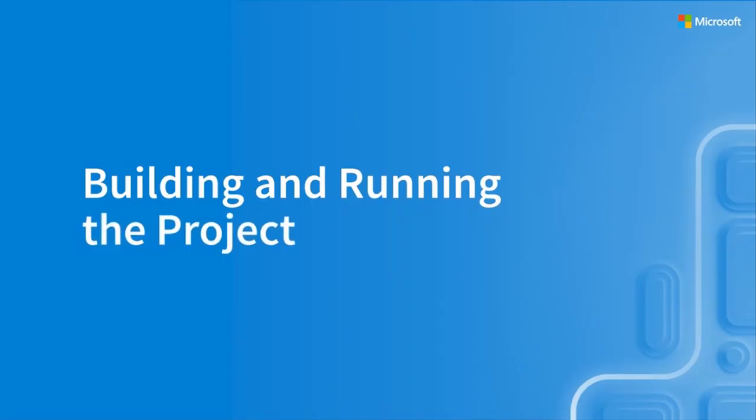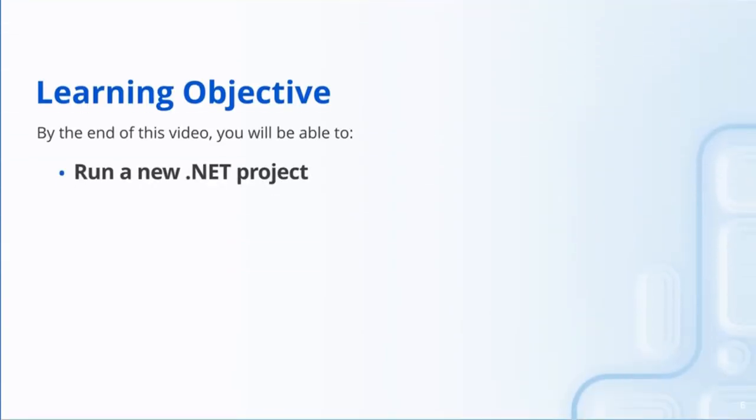Imagine you've just finished coding your first .NET application. What's next? How do you ensure it's ready to run and distribute? Let's discuss what happens when we run and build our code. In this video, we will run a new .NET project.